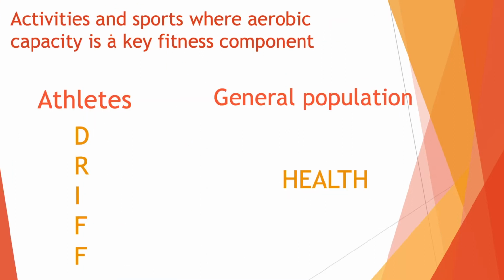So when we're thinking about activities and sports where aerobic capacity is a key fitness component, we can think about two groups really, and that's athletes, where we're going to concentrate most of this video today, but also aerobic capacity is important for the general population. So we're going to spend a little bit of time at the end of the video thinking about why that is. For athletes, we need to remember and use this key acronym DRIF. And when we're thinking about general population, what we're really concentrating on there is how aerobic capacity can improve the health of the general population.